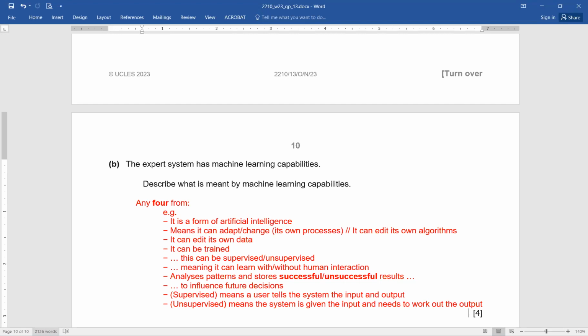And here supervised means a user tells the system the input and output. On the contrary, unsupervised means that the system is given the input and needs to work out the algorithm automatically. So just recall the machine learning capabilities points and you can frame your answer by writing down 4 valid points, and 4 marks are yours then. Any questions? Anything that is unclear?